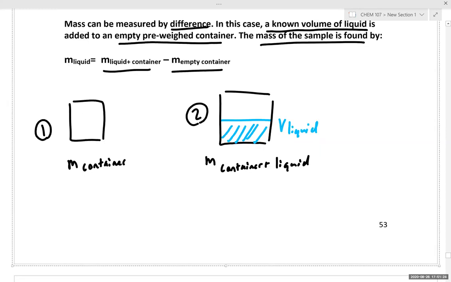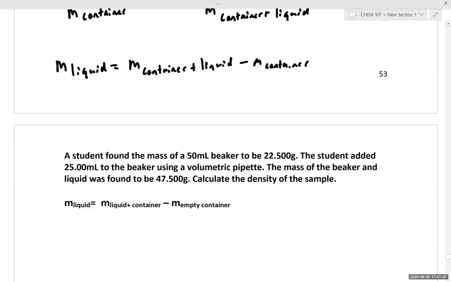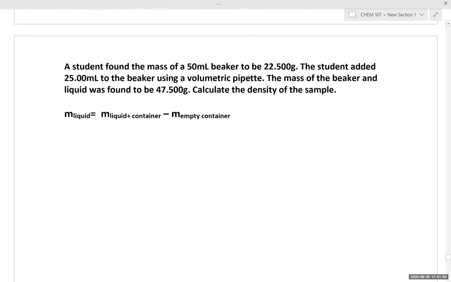By difference, we know that the mass of the liquid is equal to the mass of the container plus liquid minus the mass of the empty container. This is known as weighing by difference. So let's look at an example of weighing by difference.